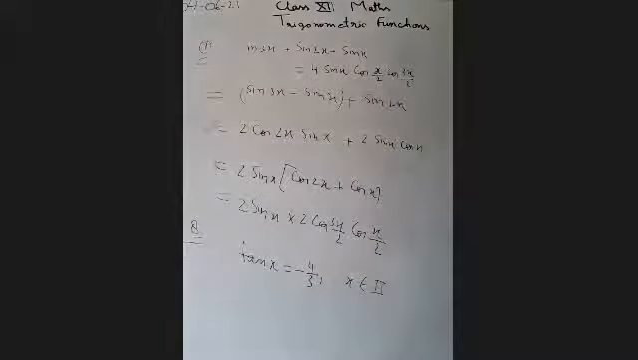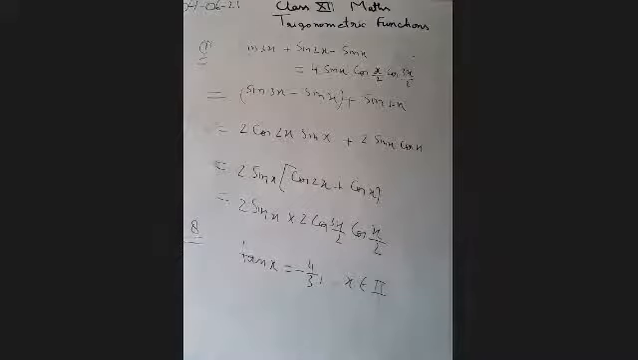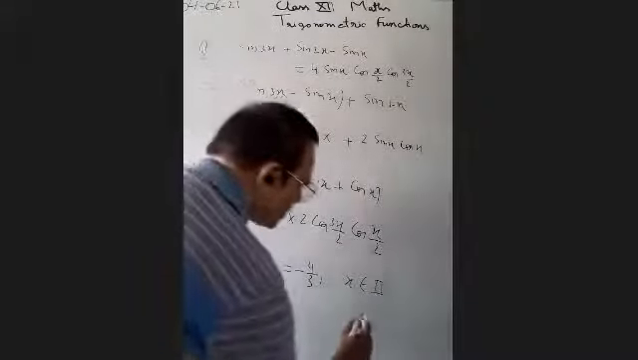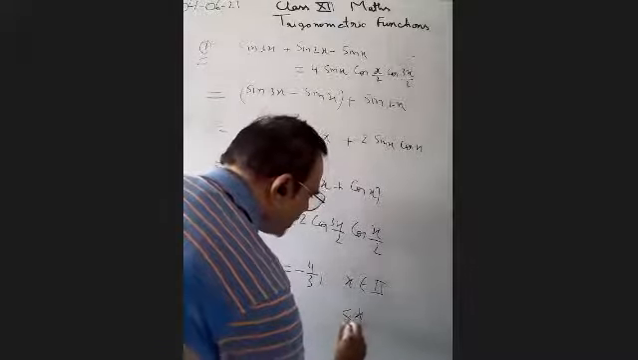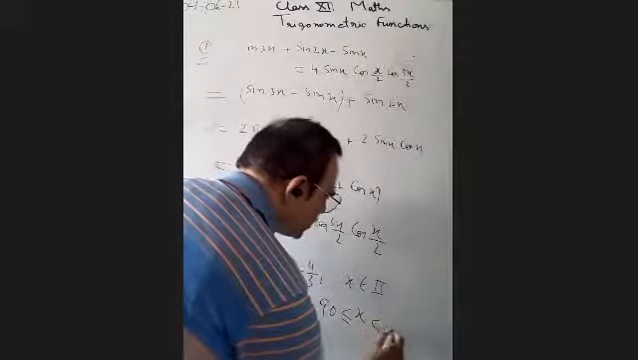Okay. We have to find the value of sin x by 2, cos x by 2 and tan x by 2. Just see here, x belongs to the second quadrant. Okay. So this means that x lies between greater than 90 and less than 180 degrees.